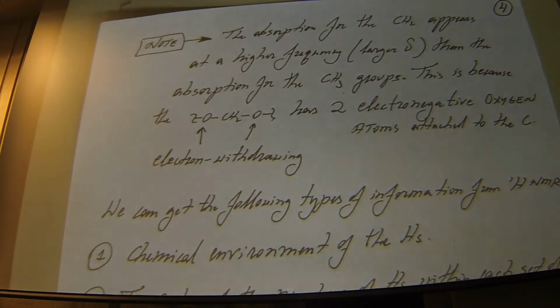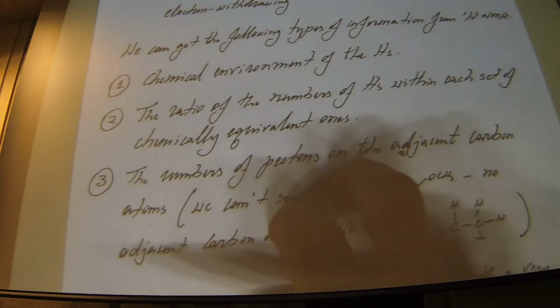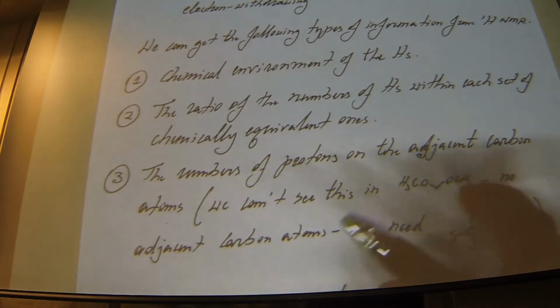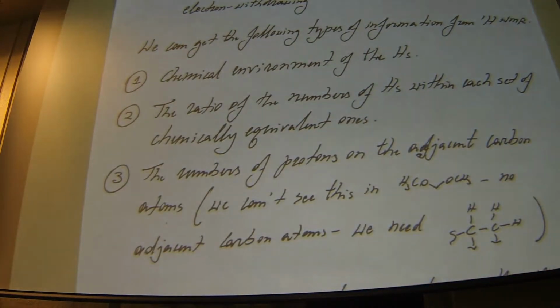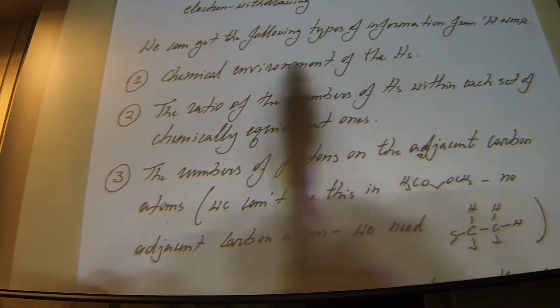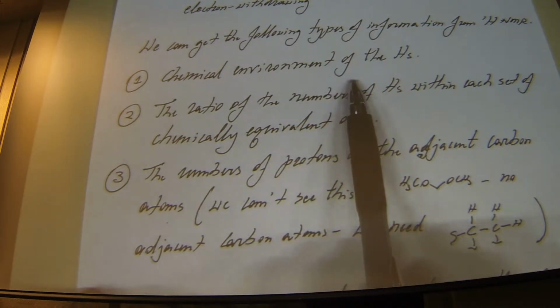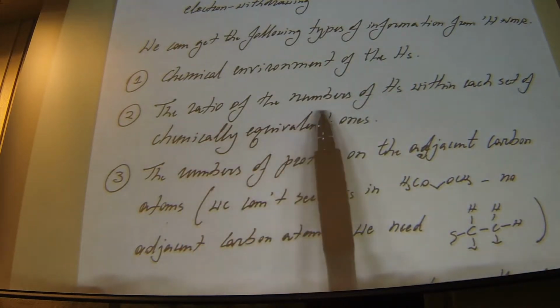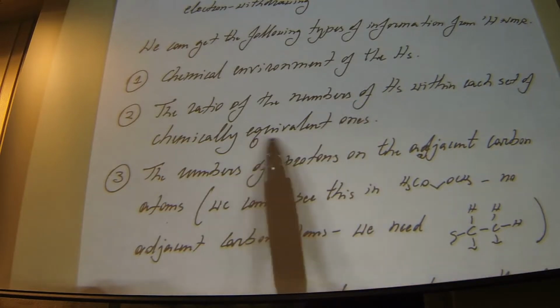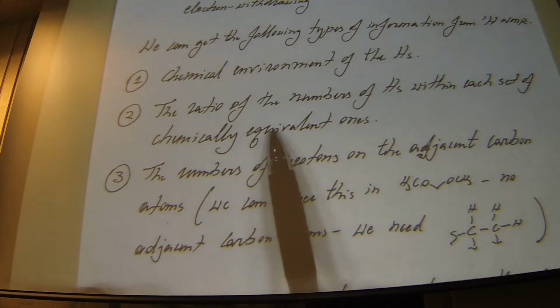The first piece of information you get is the one that we just said: the chemical environment of the hydrogens. What does chemical environment mean? Well, it means, does it have an oxygen on the carbon? Is there fluorine? Is there a double bond? You're going to see that has a big effect on the chemical shift. So we can tell something important about the chemical environment, and you can tell the ratio of the number of protons within each set of chemically equivalent protons.